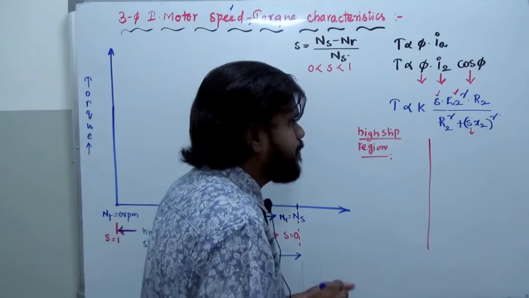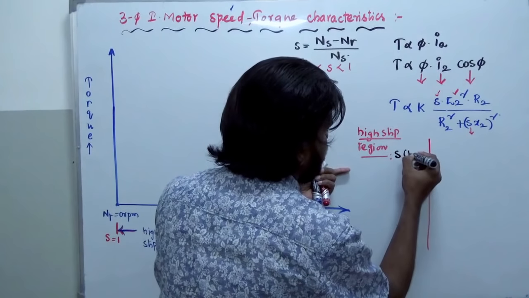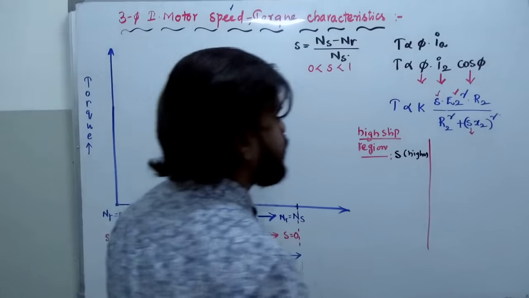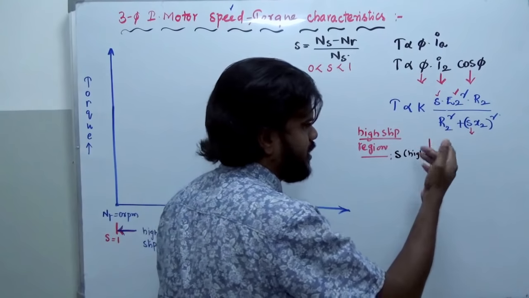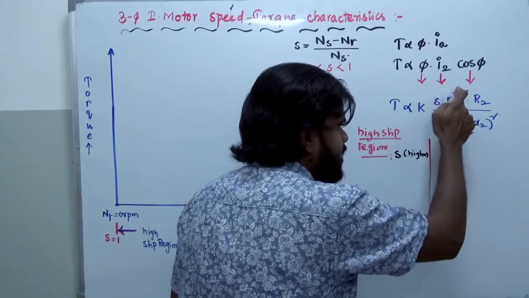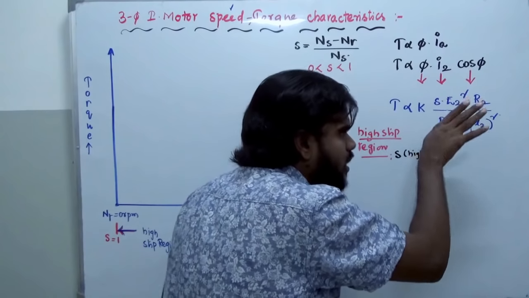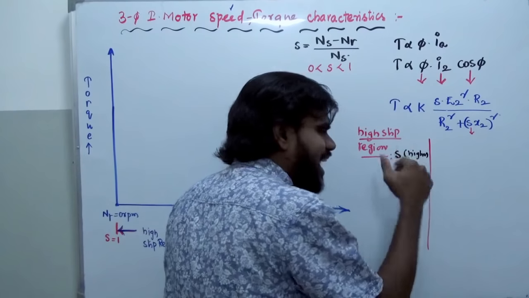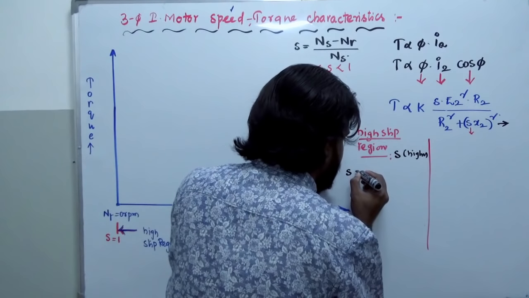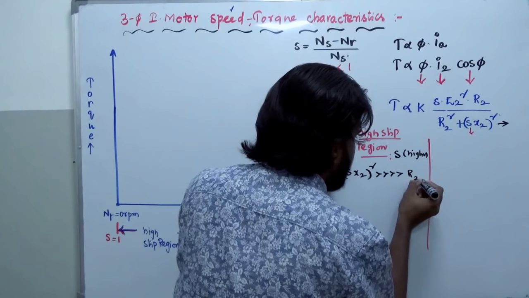Now let me analyze what happens if I take the high slip region. The high slip region is nothing but higher slip values, maybe in the order of 1 to 0.7. Let's try to understand what will happen. You should be very careful here: in the denominator and numerator, you find slip on both sides. So if I take the high slip region, in the denominator, sX2 squared will be very high compared to R2.